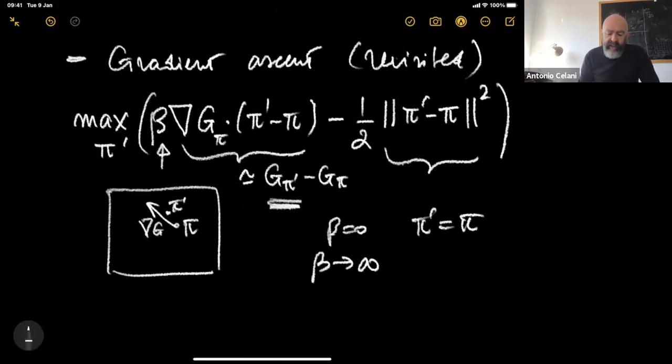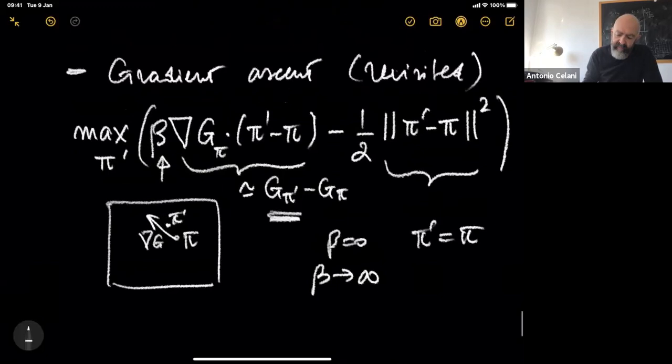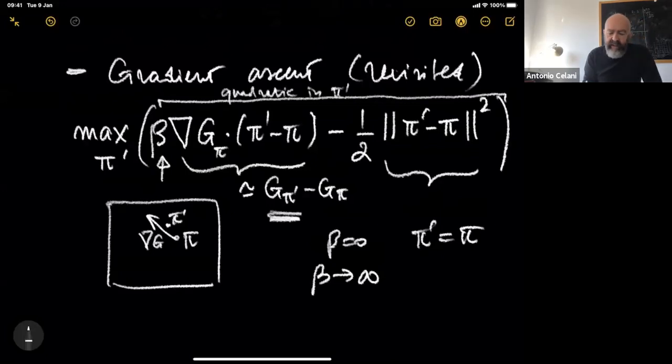The important message is that if we solve this optimization problem over the next pi prime, we are actually doing gradient ascent. Why is that? Because the term in brackets is a quadratic object in pi prime, since the first term is linear and the second one is quadratic. Then we can do the optimization in a very straightforward manner. We just have to take the derivative of what is inside the bracket with respect to pi prime.